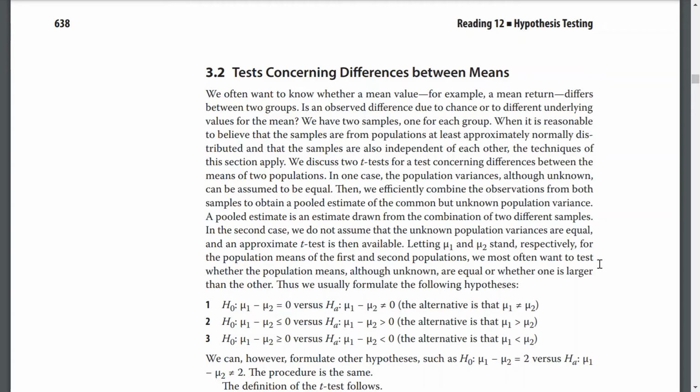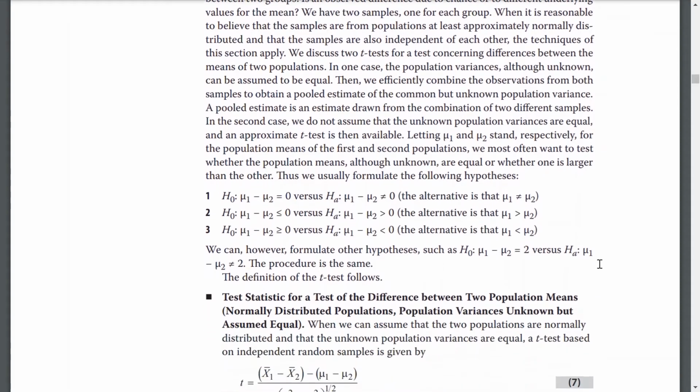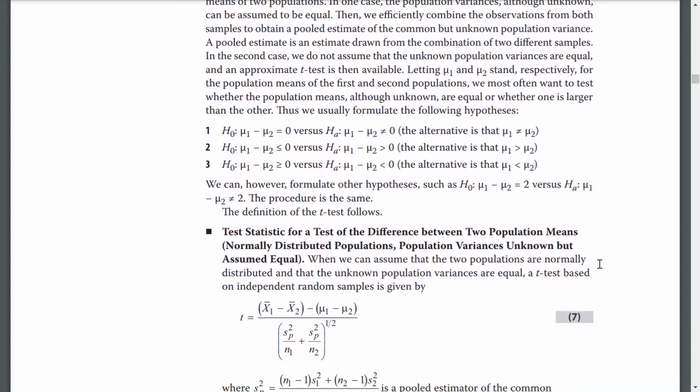An approximate t-test is then available, letting mu1 and mu2 stand respectively for the population means of the first and second populations. We must often test whether the population means, although unknown, are equal or whether one is larger than the other. Thus, we usually formulate the following hypotheses. Okay, so here are the hypotheses.